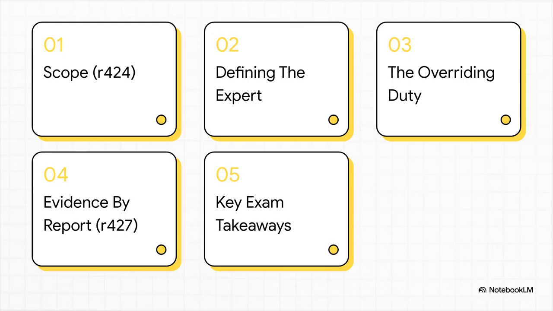Here's how we're going to tackle this. First, we'll look at the scope in Rule 424. When do these rules even kick in? Then we'll define our expert with Rule 425. After that, the big one, the overriding duty in Rule 426, and we'll wrap up with the mechanics of it all in Rule 427 and finish with some key takeaways for your exam. Simple as that. Let's go.